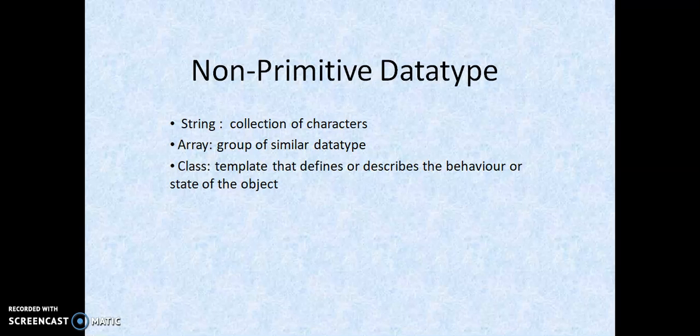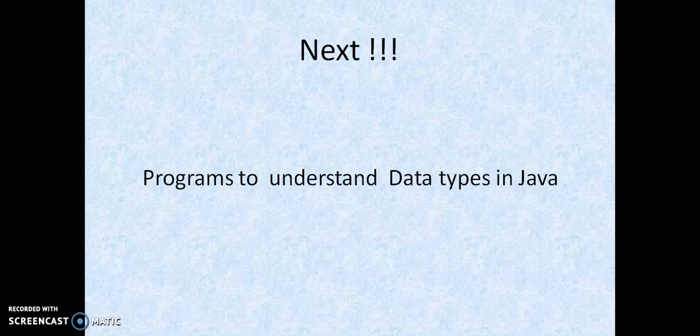Now there are non-primitive data types. The non-primitive data types are string, which is a collection of characters. An array is a data type which holds similar data types together and the memory location is consecutive. The class is a template that defines or describes the behavior or state of the object. It is a user-defined data type, but it acts as a built-in data type. Now, going ahead, we will write a program to understand the data types in Java.